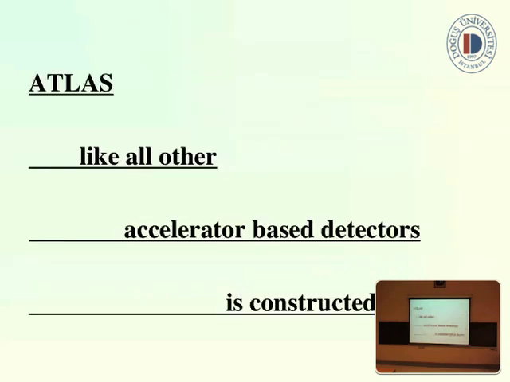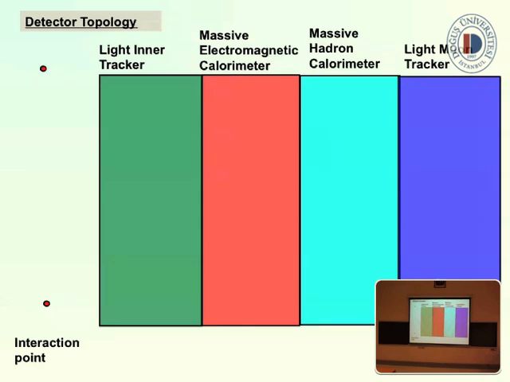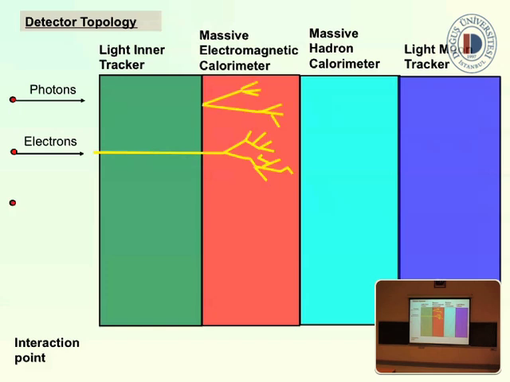Okay, so Atlas, like all accelerator-based detectors, is constructed in layers, as I already said. So let me just repeat the detector technology, so that it will be clear to everybody. We have electrons: a signal in the tracker, and then also a signal in the calorimeter. Okay, it's clear to everybody. Then we have photons. We have a signal only in the electromagnetic calorimeter. We don't have anything in the tracker.